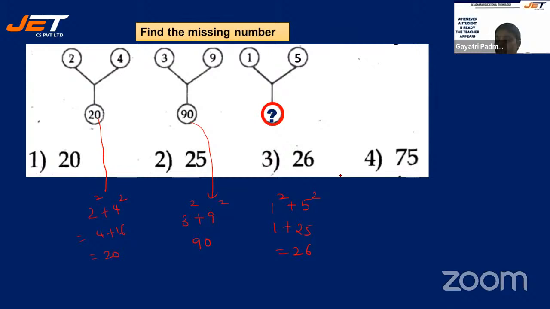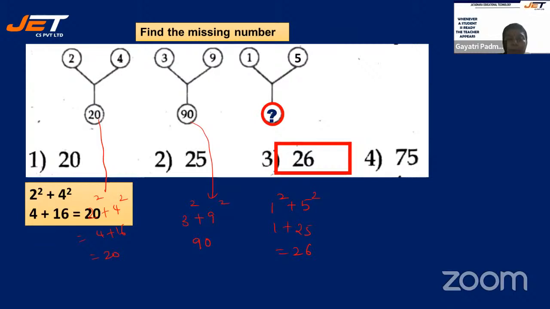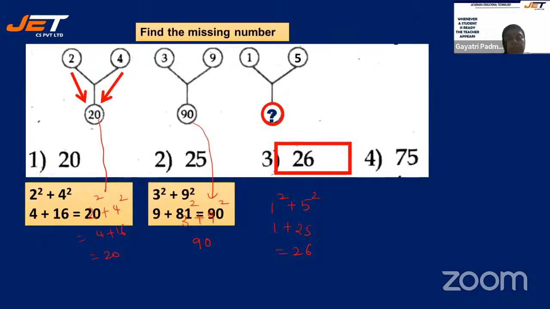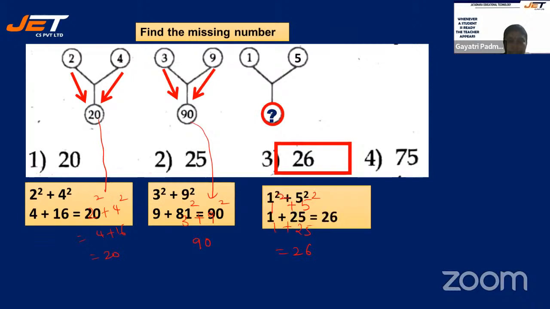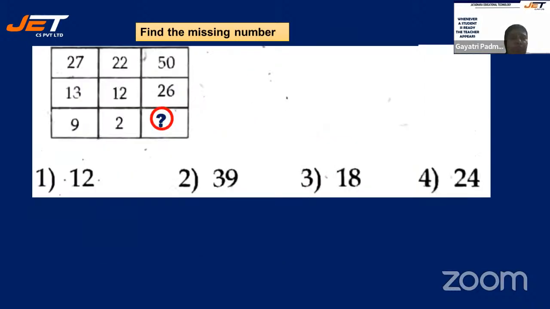Let's see whether your answer is right. Your 30 seconds are over. All right, students. See this, you need to identify the strategy. So we guessed it right. If you had opted for option 3, then your answer is perfect. See here, 2 square plus 4 square is 20. 3 square plus 9 square is 90. Likewise, 1 square plus 5 square should also be 26, which is option 3. All right. See the next question.